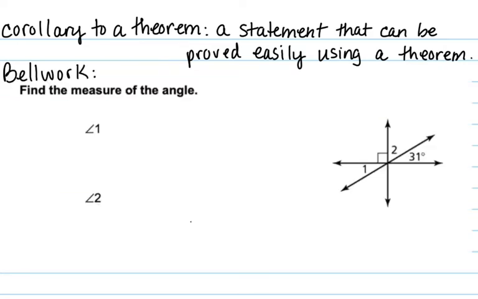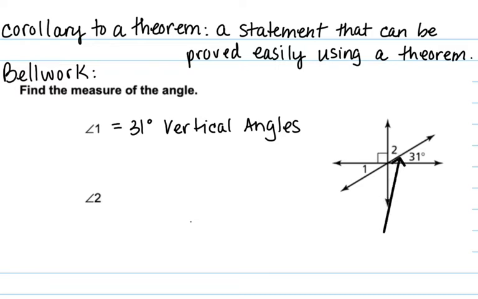So now we're going to do the bell work. We have to find angle 1 and angle 2 for each of the angles. You can see angle 1 is a vertical angle with 31, so that means angle 1 is 31 degrees. And angle 2 is part of this 90 degree angle, so we know that the sum of angle 2 and 31 degrees adds to 90 degrees. If you just subtract 31 from 90 degrees, you would find that angle 2 is 59 degrees.